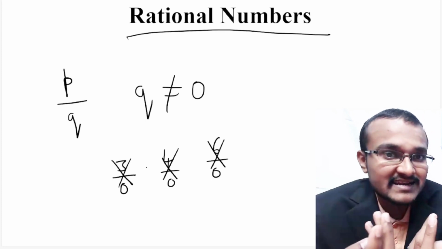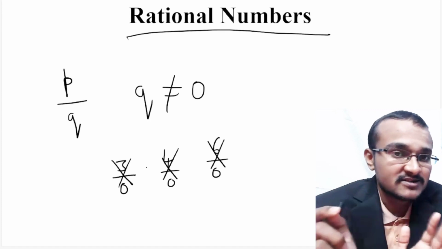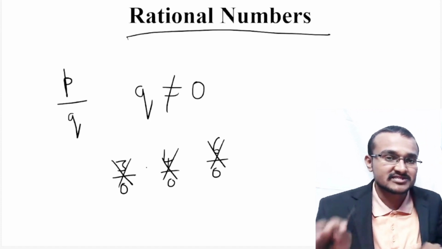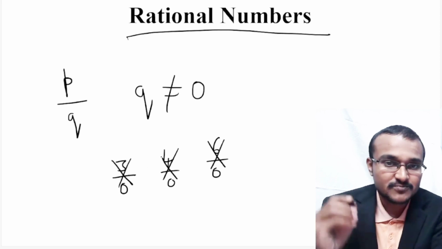So you will not be getting any logical sense behind this. That's why q should not be 0. That means the denominator should not be 0. Then only such particular numbers will be a rational number. So please keep this in mind.